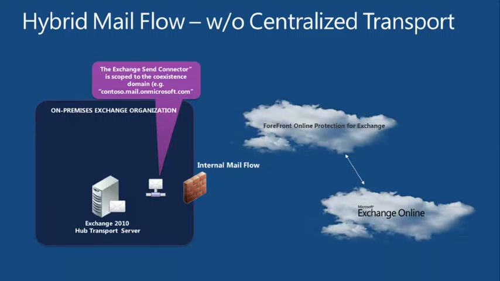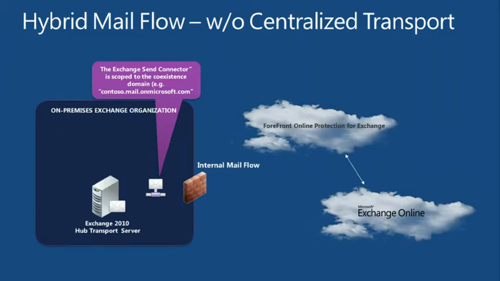Now, I mentioned this coexistence domain earlier that replaced the previous guidance where we asked you to create a service.contoso.com domain. We now automatically create a tenant name .mail.onmicrosoft.com domain for you. Whenever the hybrid wizard runs, we find that domain within Office 365 and create a send connector that is scoped to that address space. Any mail flow from on-premises to Exchange Online is going to go to that domain.